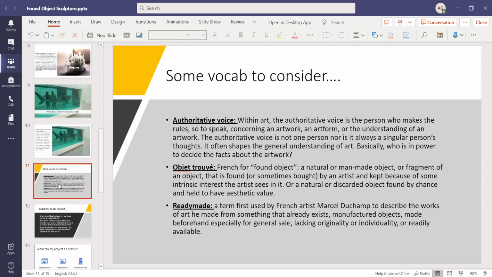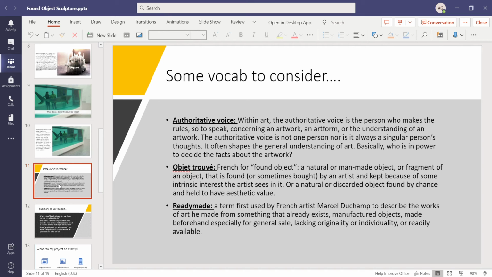So some vocab to consider. The authoritative voice, like with Michael Craig Miller's piece just then. Within art, the authoritative voice is the person who makes the rules, so to speak, concerning an artwork, art form, or the understanding of an art. It usually shapes the general understanding of the piece. Basically, who is in power and who decides the facts about the artwork.